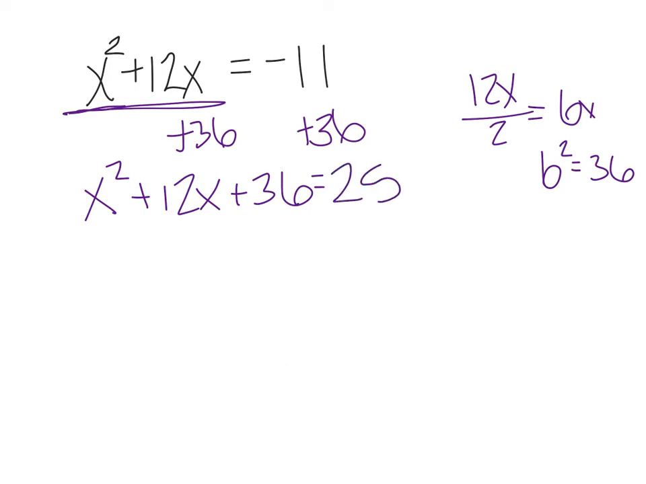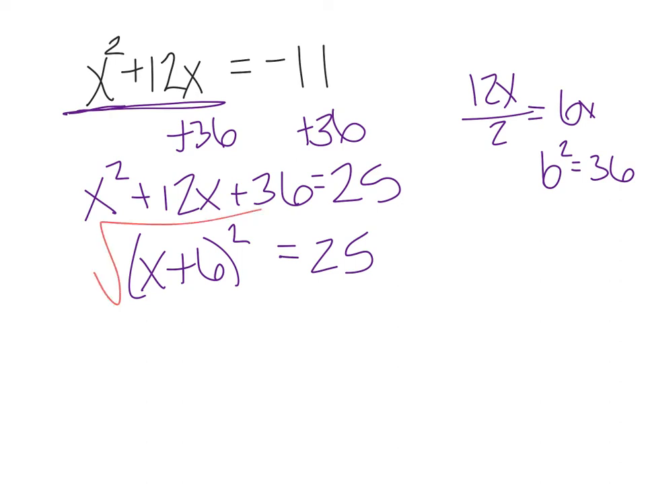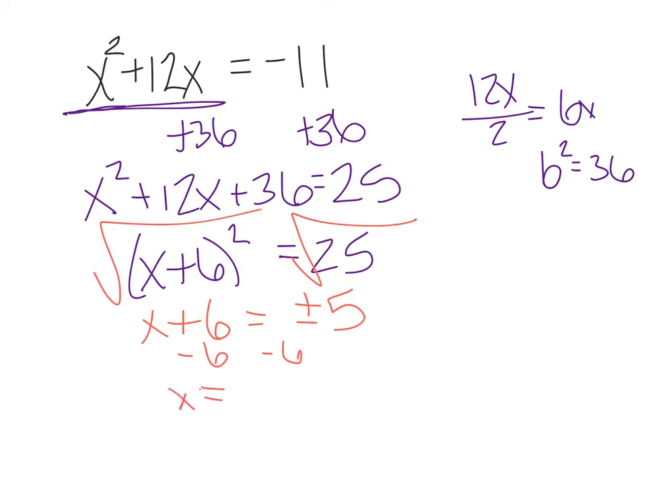Now I can write x squared plus 12x plus 36 as a perfect square. This should be x plus 6 squared, and that would equal 25. At this point, we would take the square root of both sides, and that would leave us with x plus 6 equals positive or negative, and 25 is a perfect square, so this would be positive or negative 5. Now what we need to do is subtract 6 to get x by itself. So x would equal, you have two options here. You can either have negative 6 plus 5 or negative 6 minus 5.